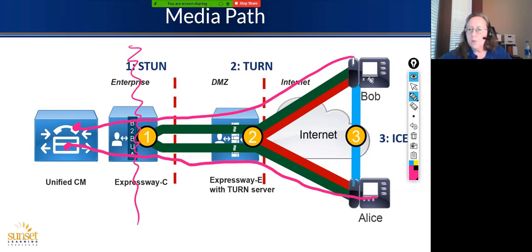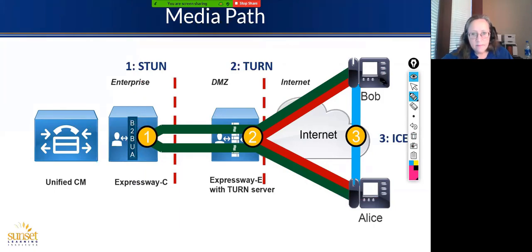In fact, when Bob's phone and Alice's phone register with call manager, the IP address they register with is the internal IP address of the Expressway C. So as far as call manager is concerned, they're the same IP address. When call manager tells Bob's phone to talk to Alice's phone, it says, hey Bob, send your media path, your RTP stream, to this IP address, which Bob will understand is inside the Expressway C, and it tells Alice the same thing.